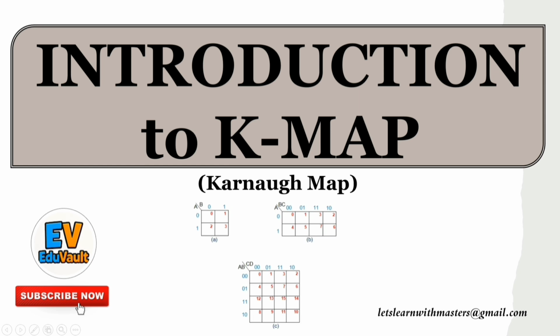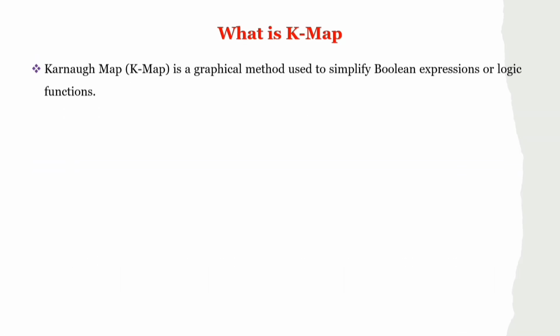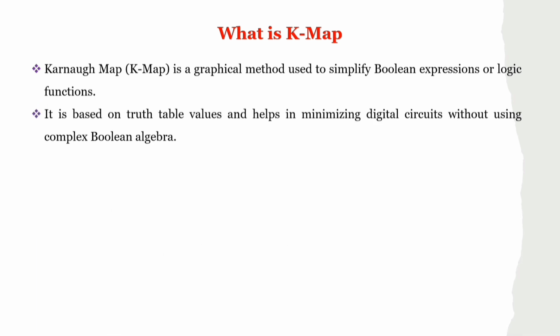First, let us understand what a K-map actually is. A K-map, or the Karnaugh map, is a graphical method which is used to simplify Boolean expressions or logical functions. It is based on the truth table of the logic circuit. The main purpose of the K-map is to help us minimize digital circuits easily without going through long and complex Boolean algebra simplifications.